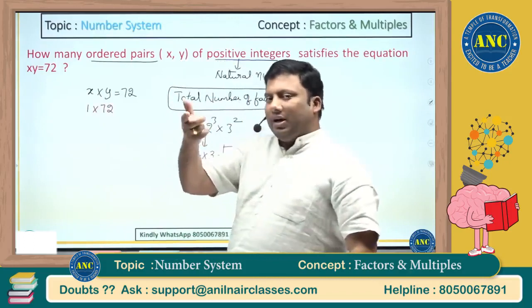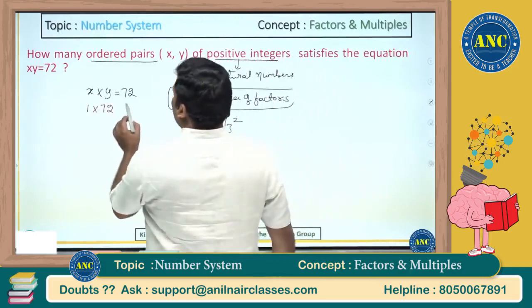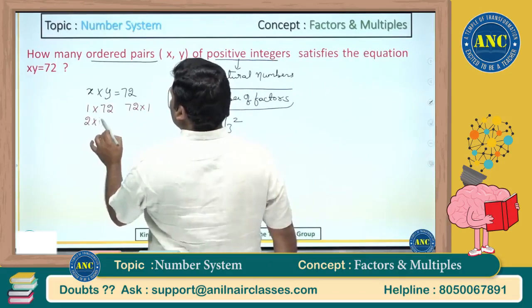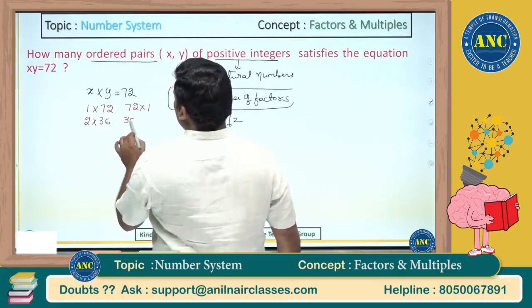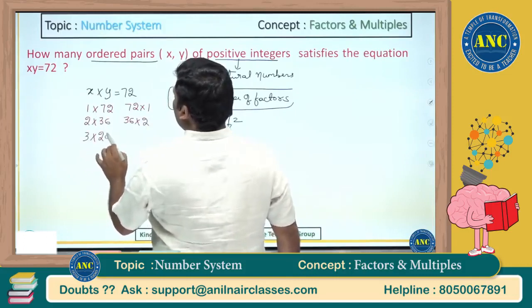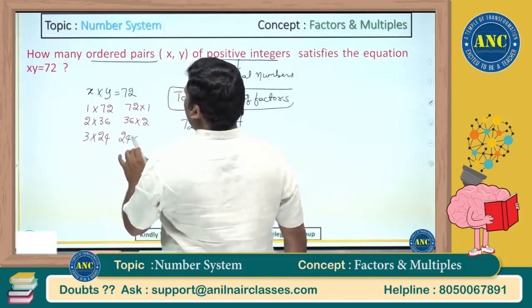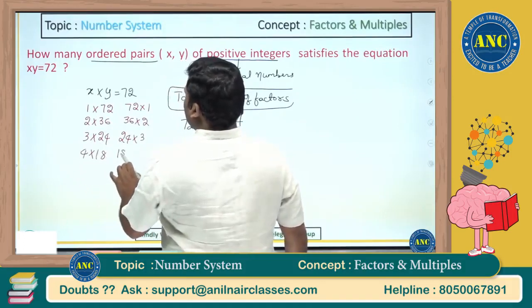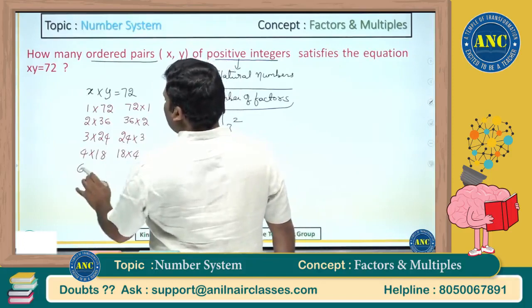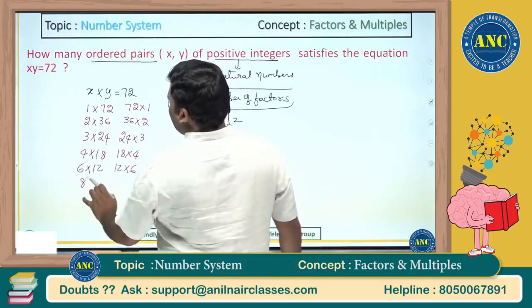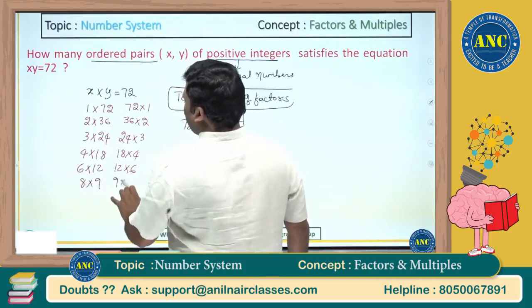In an ordered pair, reverse is also allowed. 72 into 1. 2 into 36, 36 into 2. 3 into 24, reverse, 24 into 3. 4 into 18, 18 into 4. 6 into 12, 12 into 6. 8 into 9, 9 into 8.